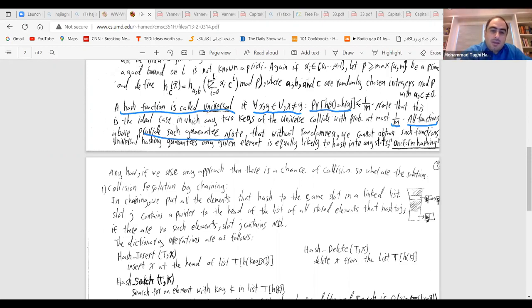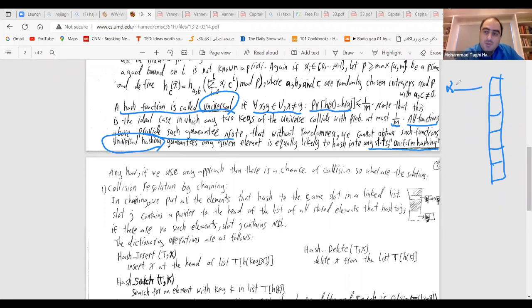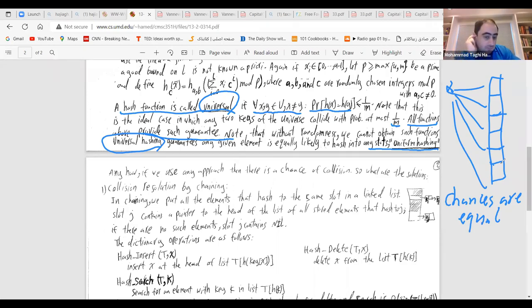This universality also gives another important thing. Universal hashing has the property that any element is equally likely to hash into any of the slots that we have. We call it uniform hashing. Because of the randomness that we mentioned, if the hashing is universal, there is an equal chance that an element goes to any of these slots. That is what we call uniform hashing.